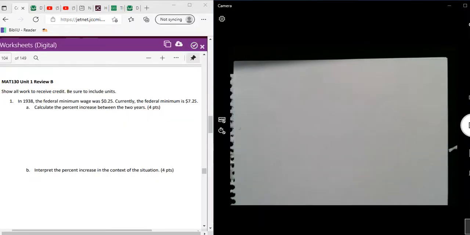Okay, class, we're about to go over the review for Unit 1, Review B. Starting with number 1, it says show your work to receive credit. Be sure to include units. In 1938, the federal minimum wage was 25 cents. Currently, the federal minimum is $7.25. Calculate the percent increase between the 2 years.